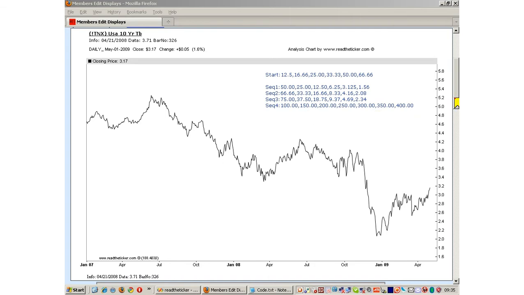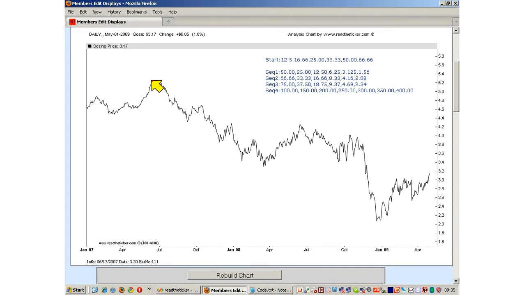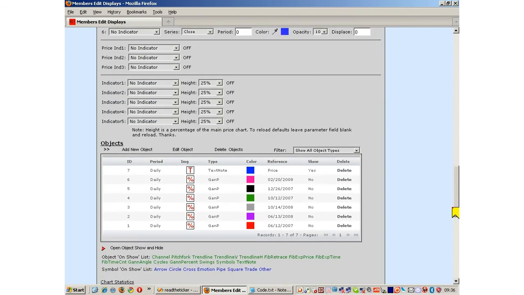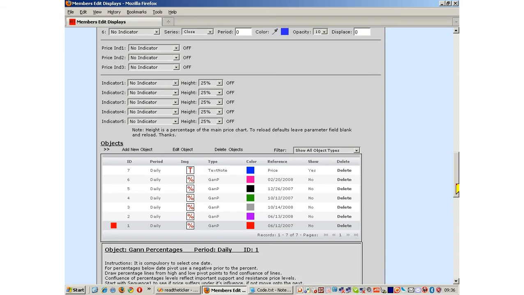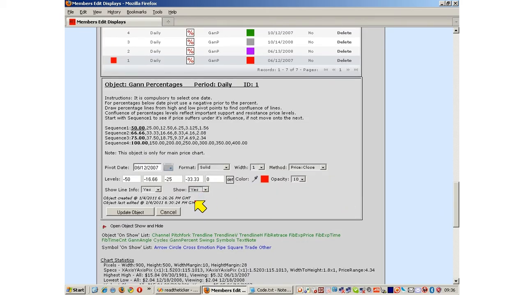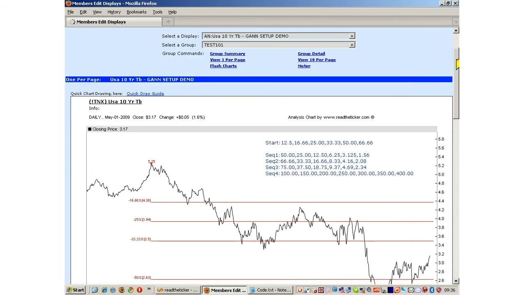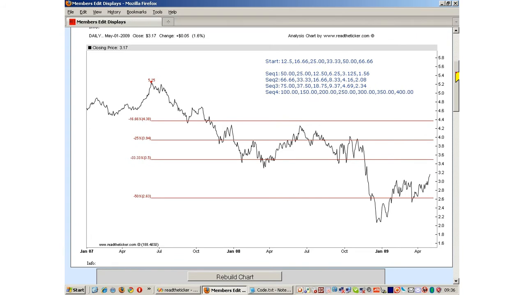Right, now let's just add one from this pivot point here. I have already preset them, so I just need to activate them. Okay. So here we have 5.25 the high, 60% less value is at 4.38, 25% is at 3.94, 33% is at 3.5, and 50% is at 2.63.